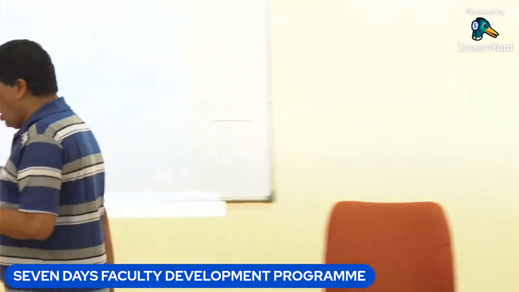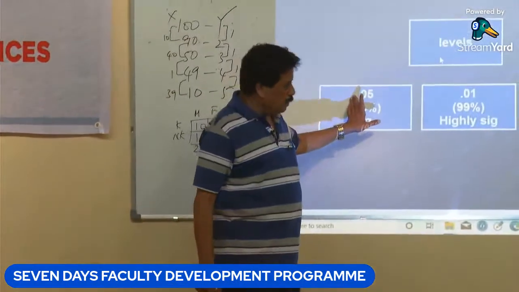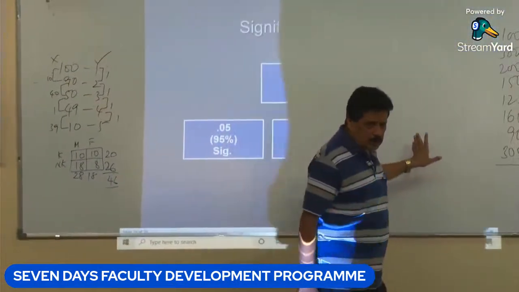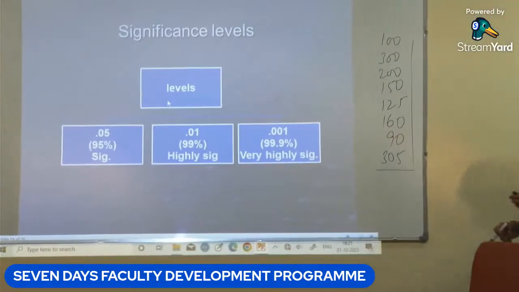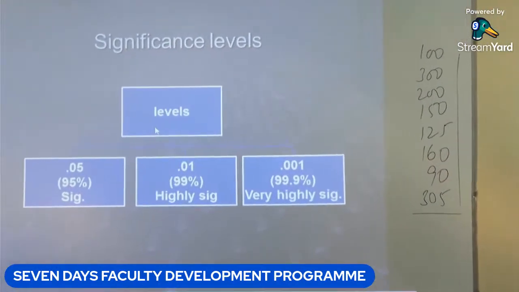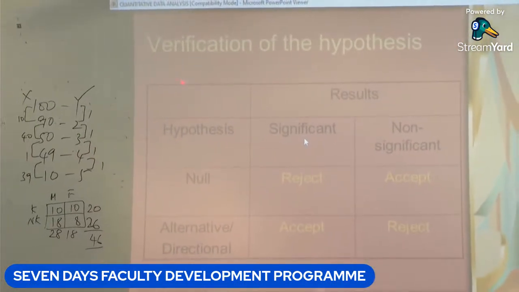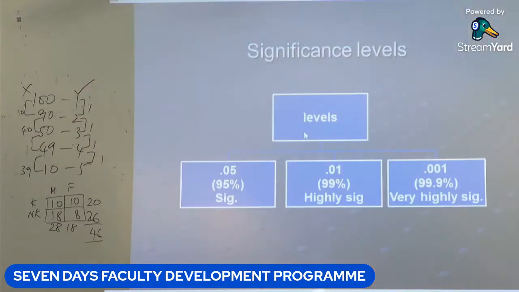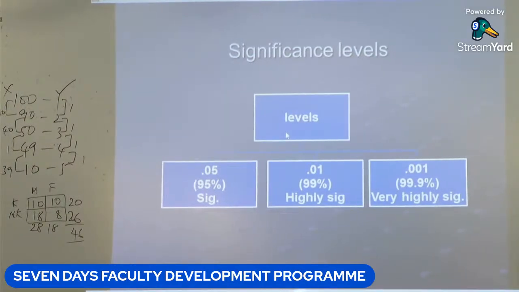So one is significant at 0.05 level, then you got 0.01 level, and next will be 0.001 level, and accordingly they will be referred as significant, highly significant and very highly significant. These are the terminologies to be used in your research.